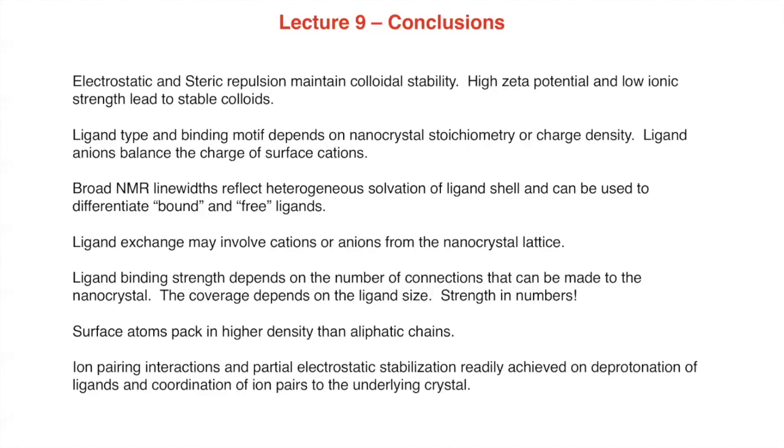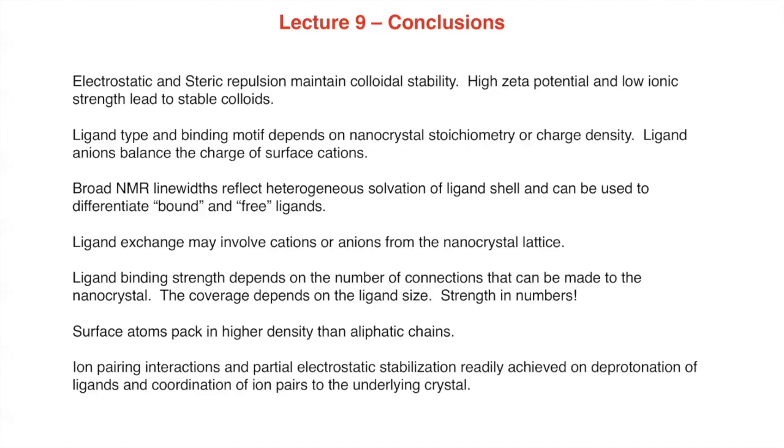Ligand binding strength is not just about a single metal ligand bond, it is about the numbers of ligands, the number of connections that can be made to the nanocrystal surface. So we talked about small versus large ligands and how small ligands pack with higher density and can displace large ones simply because they make more bonds. So this is sort of a strength in numbers situation. The ligand may be a weaker binder on a per ligand basis, but as a whole, the more weakly bound ligands will displace the more strongly bound ligands just by overwhelming them in terms of numbers.